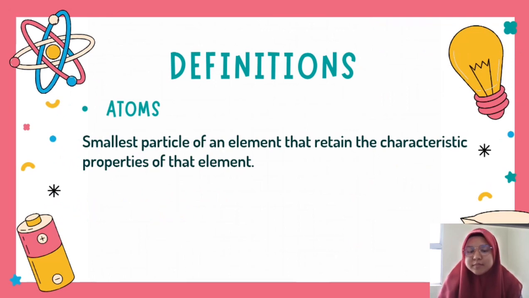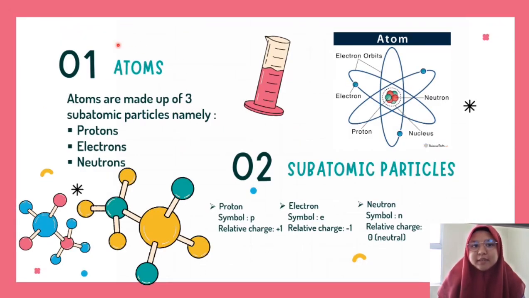Definition of atoms. An atom is the smallest particle of an element that retains the characteristic properties of that element. Atoms are made up of three subatomic particles, namely protons, electrons, and neutrons. So this is the atomic diagram.